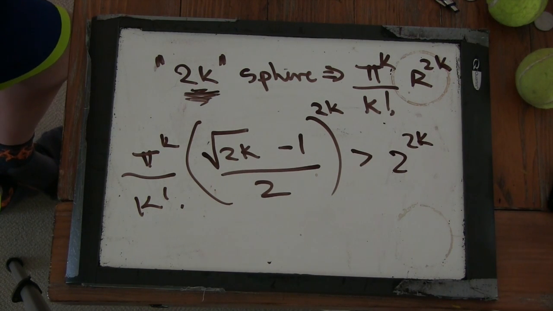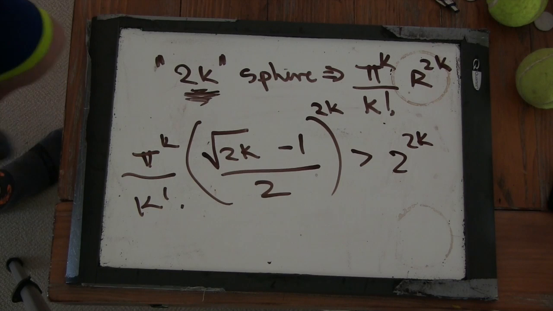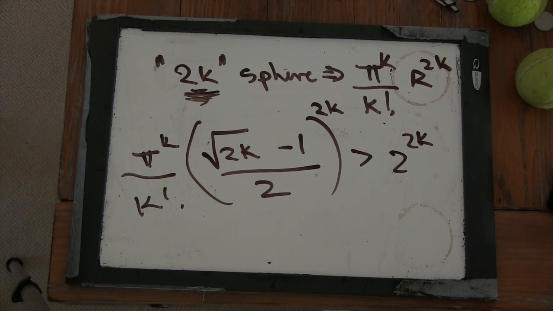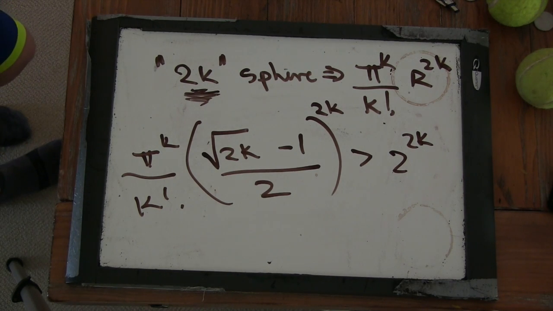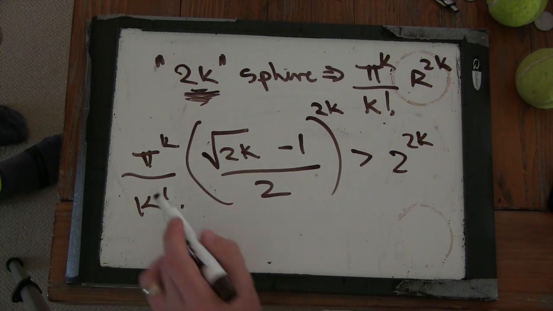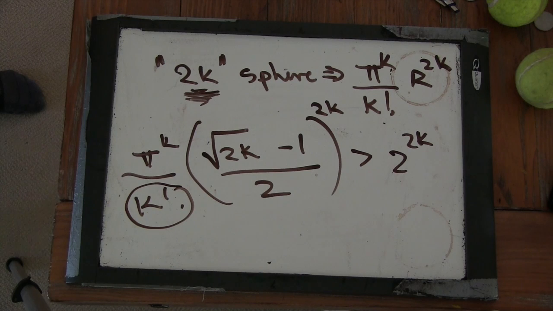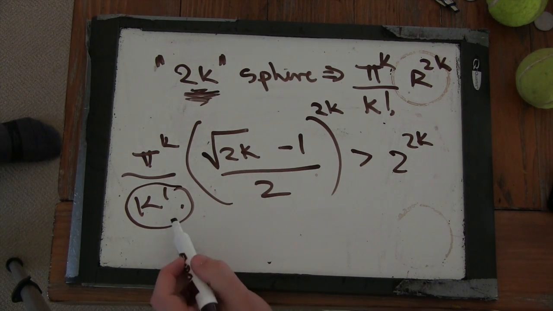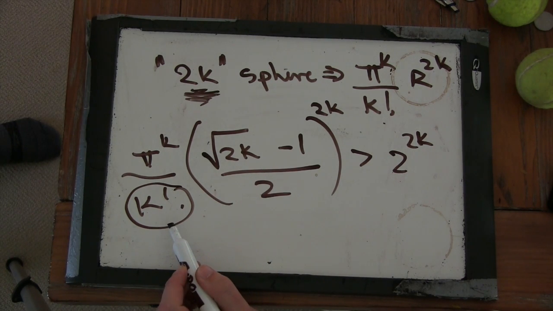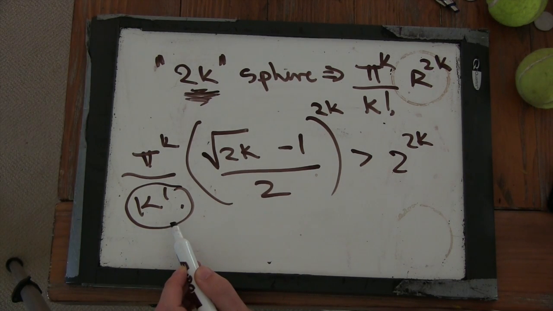Here it looks like we could take the kth root of everything. Well, the problem is the k factorial. We have to take the kth root of k factorial. That's complicated, but we can still play around with this just a little bit.